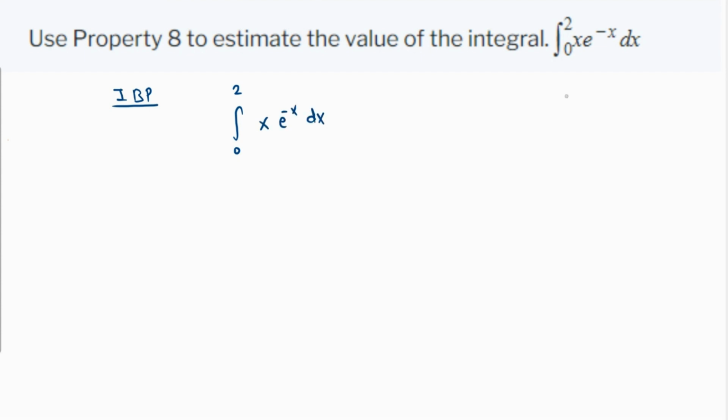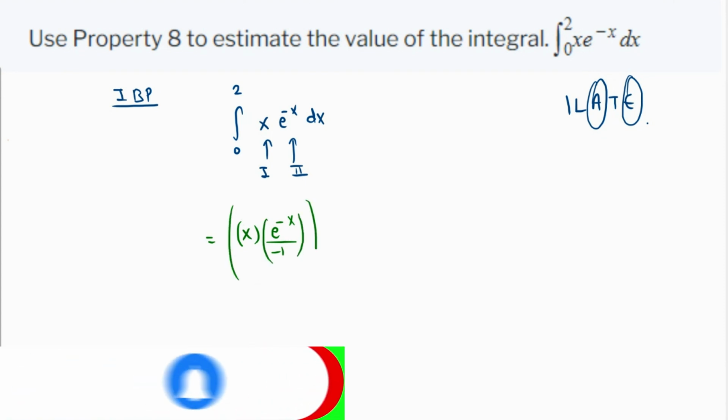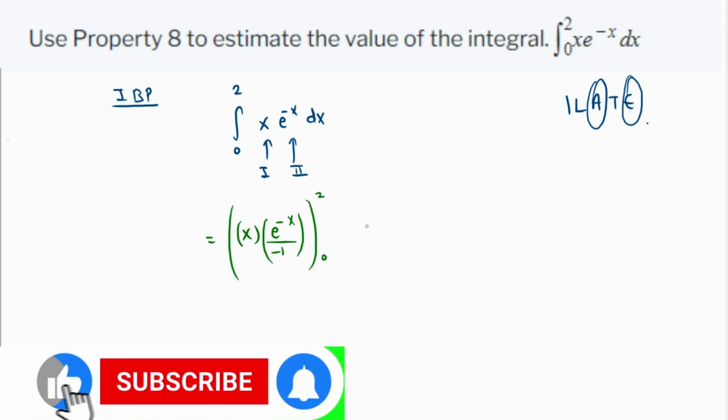If we use the ILATE rule, in the ILATE rule the algebraic comes first and then comes the exponential. So this is algebraic, so that is the first term, and this is exponential, so that is the second term. So integration by parts says that the first term remains as it is. We integrate the second term, which is e raised to minus x. So the integration of e raised to minus x is e raised to minus x over minus 1. And we place the limits over here from 0 to 2.